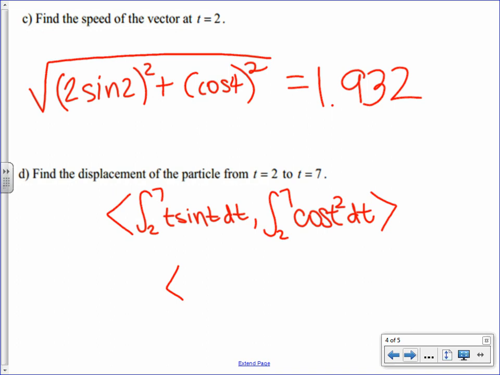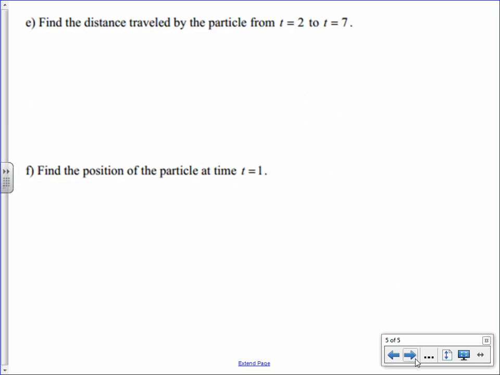Negative 6.362. Negative what? 6.362. Yep. 969. Okay, so that's the displacement. Now, how would we find the distance traveled?